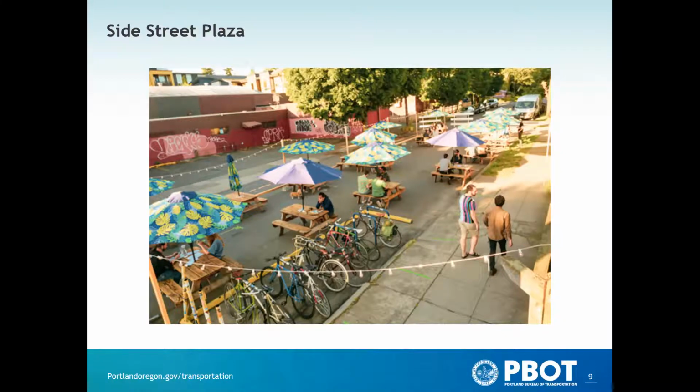I will note, for the side street plazas, we require an 11-foot emergency lane be maintained and free of obstruction at all times. And this one, their emergency lane is on the far side, closest to the red building. They've got that 11 feet of space where the emergency vehicles can maintain access through there. So it's definitely an important thing to consider if you're looking at the side street plaza.